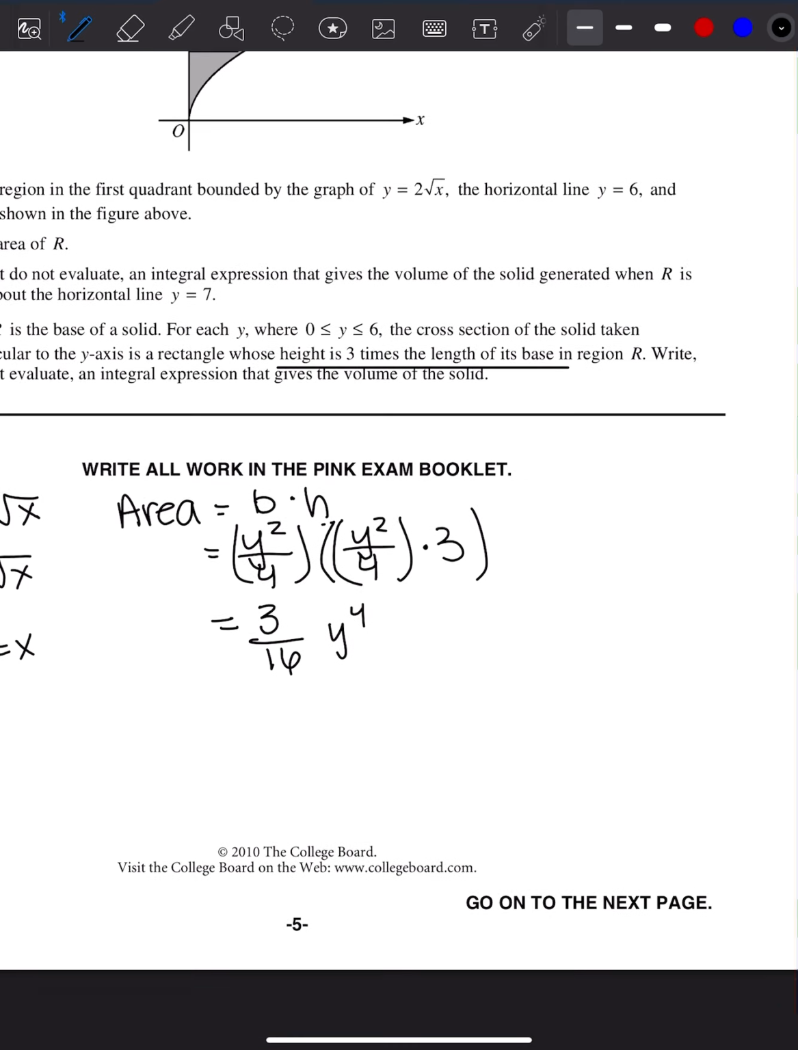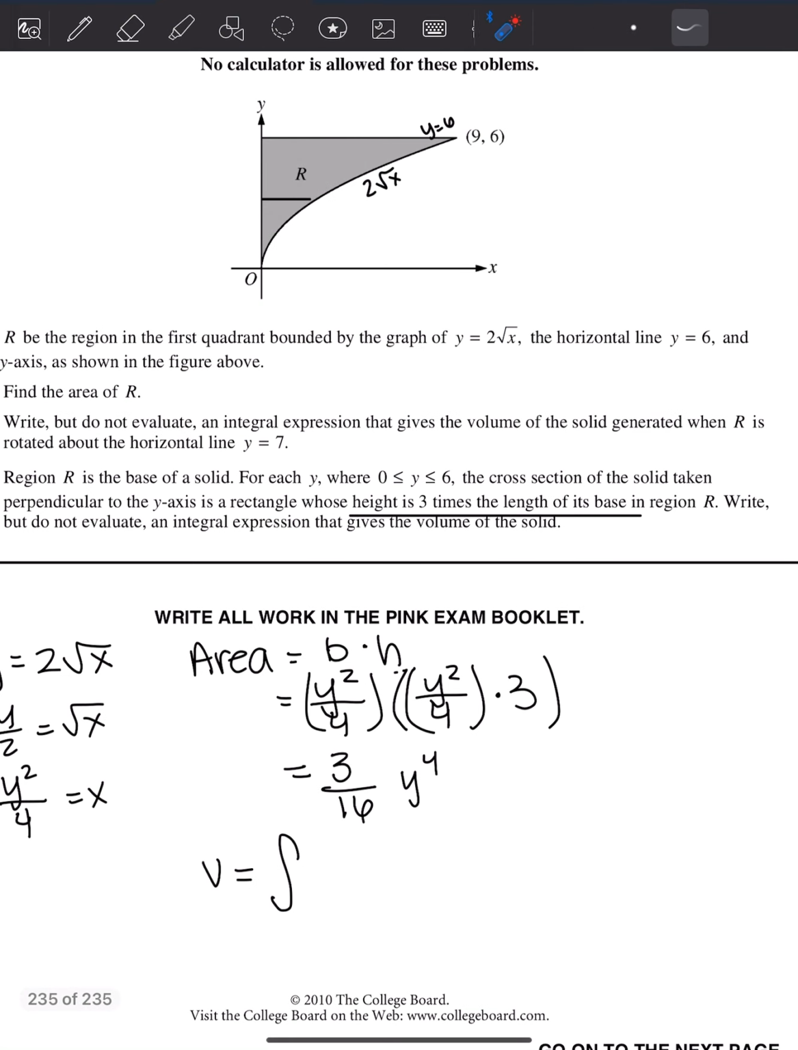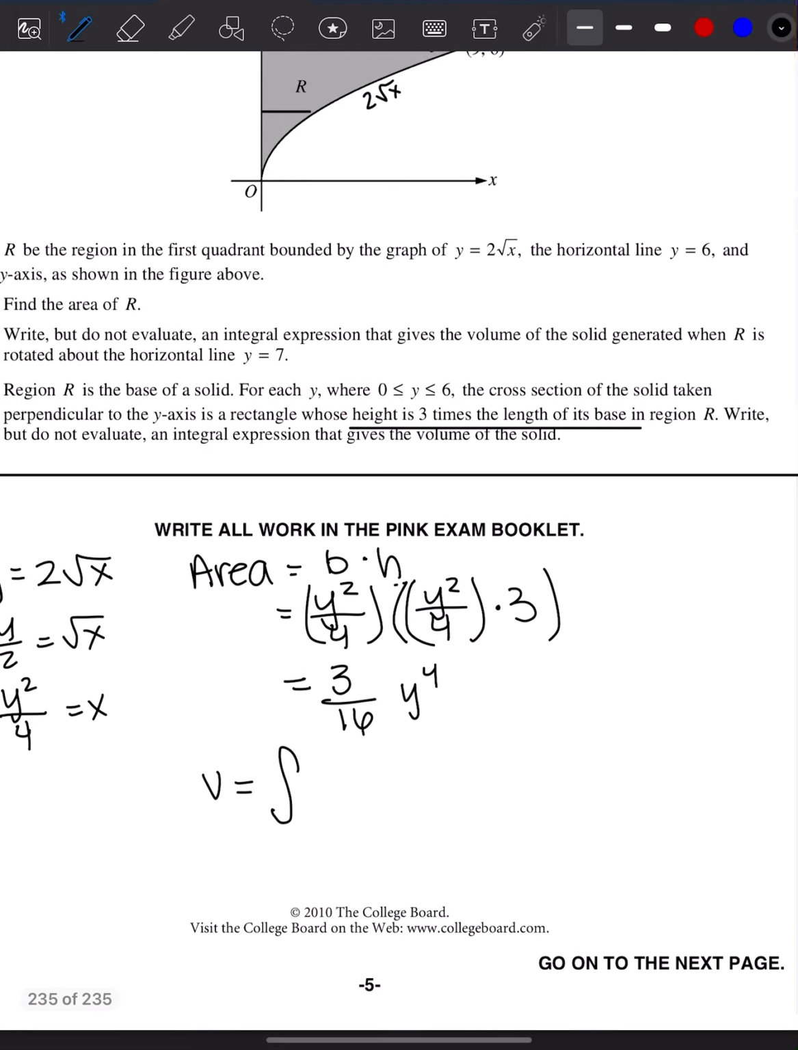All we need to do now is put this into our volume equation. So volume, when we have cross-sections, is the integral from our bounds of our area equation. Our bounds, in this case, because we're looking at y, we start at 0 and we go to 6. So my bounds, which they gave us in the problem, is 0 to 6. Our area equation is that 3 over 16 y to the 4th, but this time I want to write dy instead of dx because it's with respect to y.